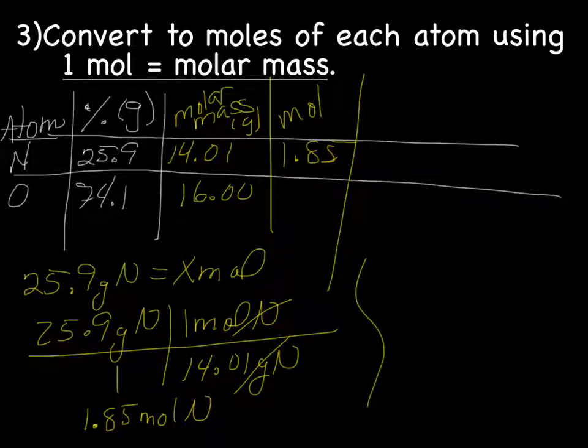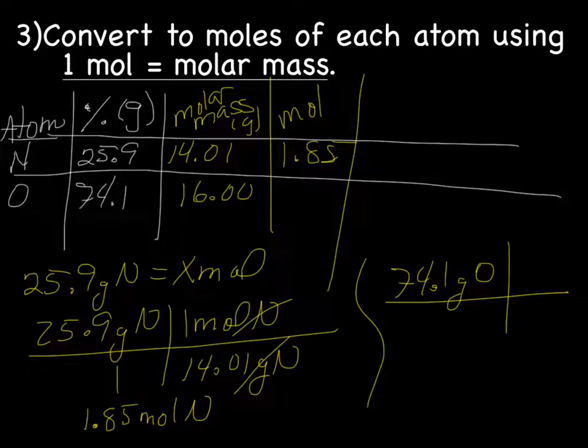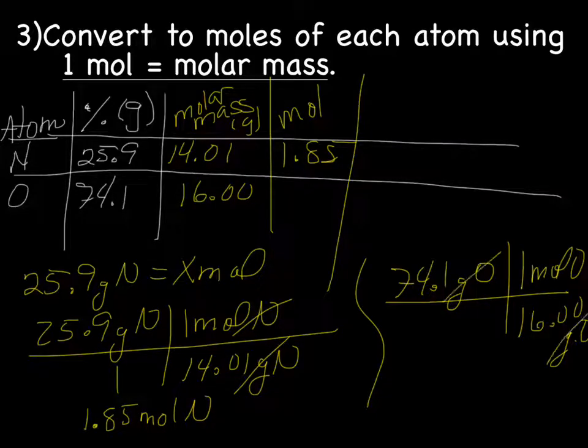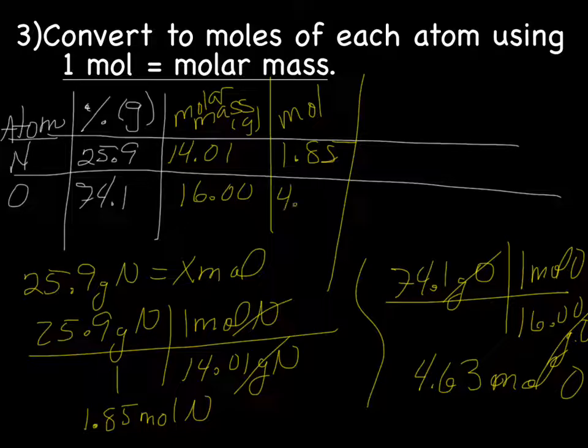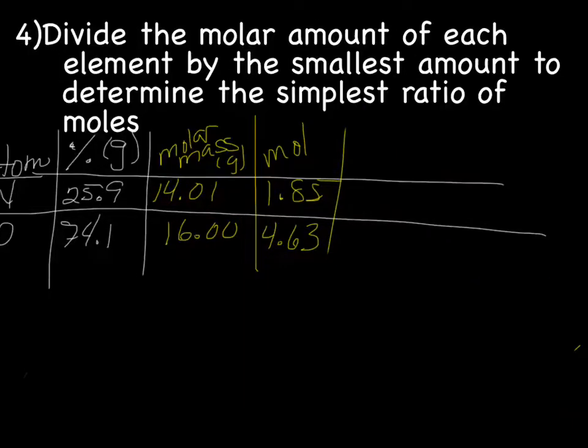We're going to have 74.1 grams oxygen. Molar mass of oxygen is 16.00 grams per 1 mole oxygen. Multiply and divide, and that gives us 4.63, 3 sig figs, moles of oxygen. So we'll put that one here, 4.63. So far, so good?